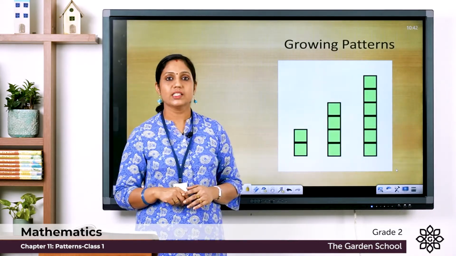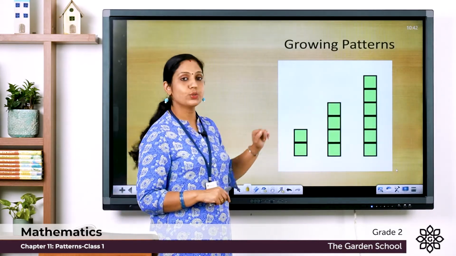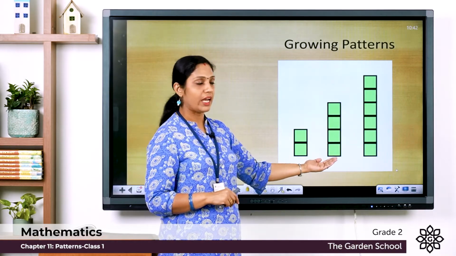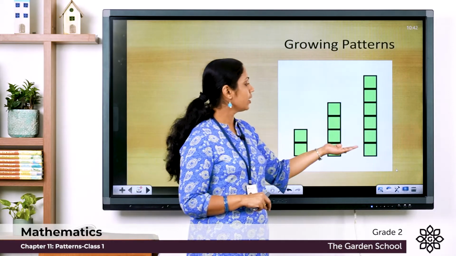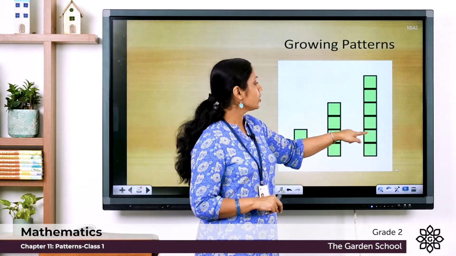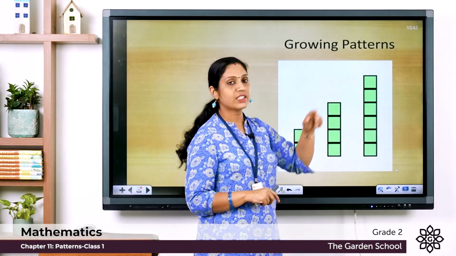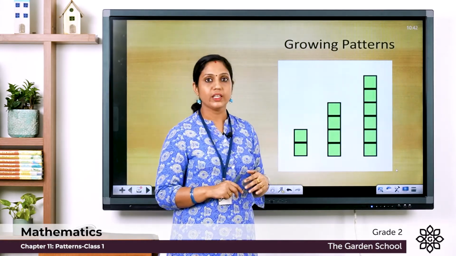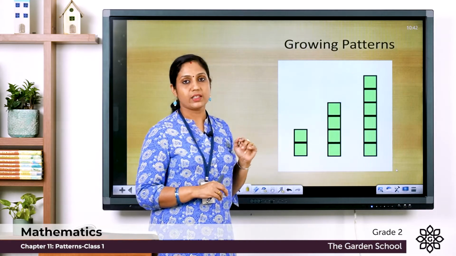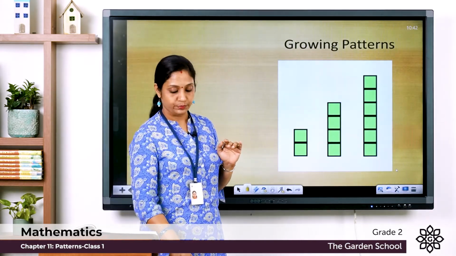Let's have a look at this. Here you can see that there are 2 squares. And next we have 1, 2, 3, 4 squares. And in the third place you can see 1, 2, 3, 4, 5, 6 squares. So here we can say that these patterns are not repeating, they are growing. So such patterns are called growing patterns.